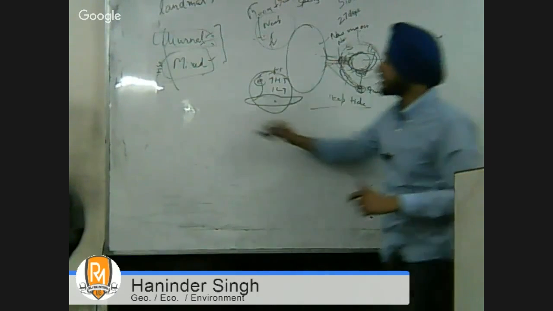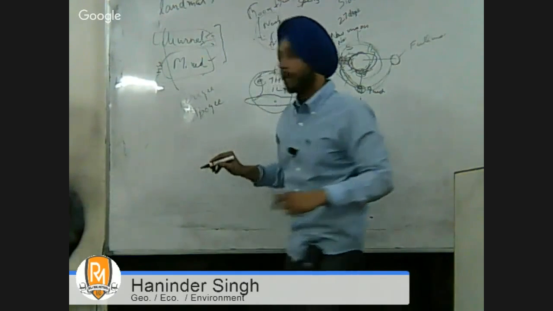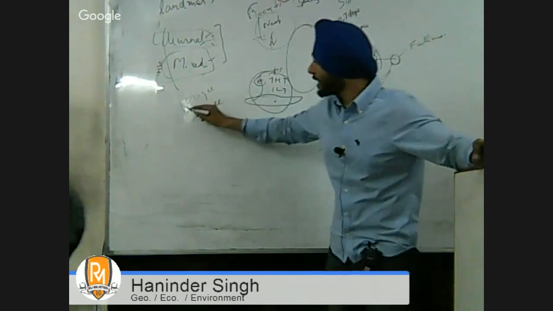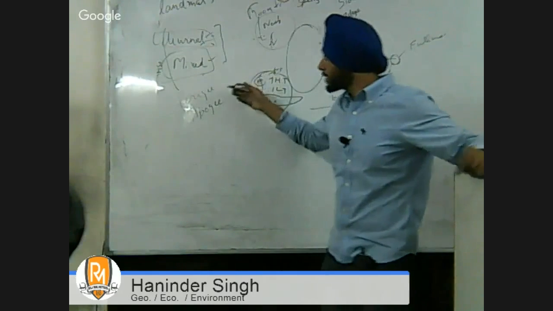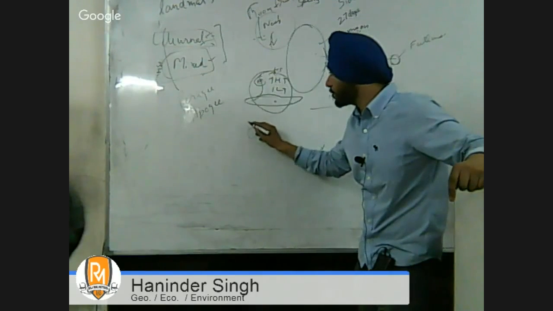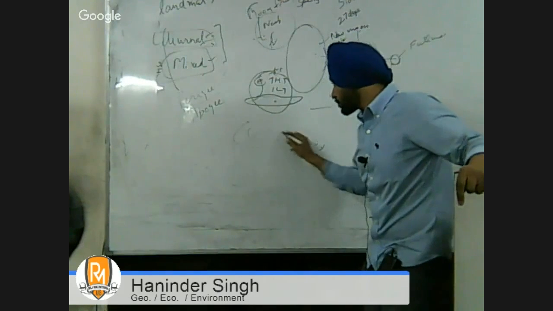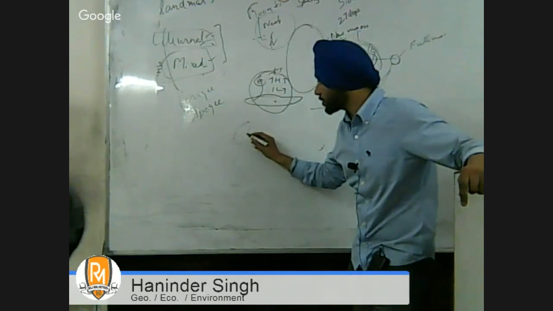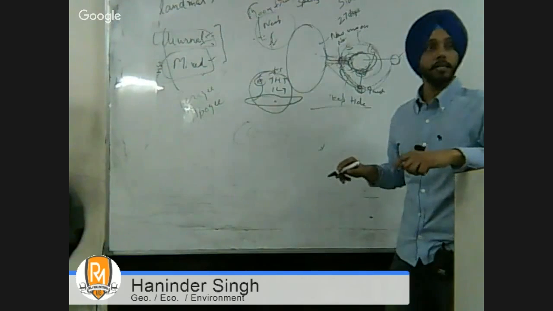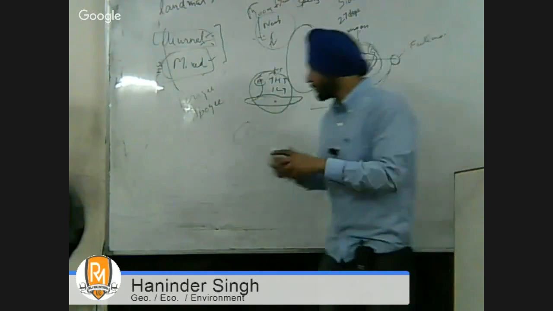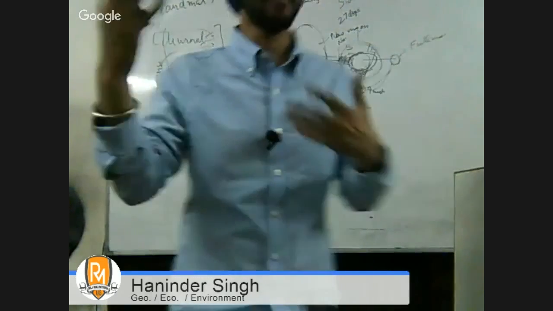Then, what is perigee and apogee? Perigee is when the moon is closest to the earth. Look here, this is the sun and this is the moon. The moon travels in an elliptical path. When the moon is closest to the earth, it is known as perigee, and when it is farthest from the earth, it is known as apogee. So when the moon is at its perigee position, would tides be higher or lower? Higher. The intensity of tides will be higher.